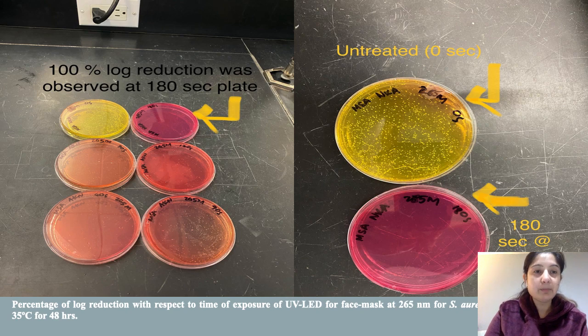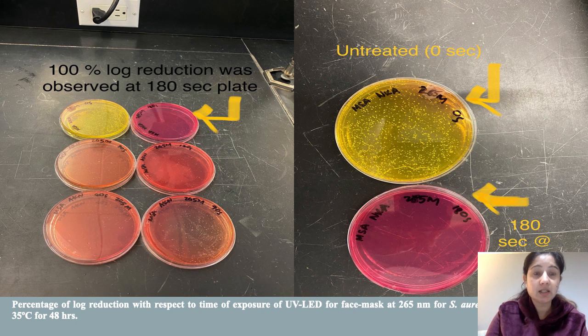So here we have the picture at 265 nanometer plates, which when we did the experiment, we spread the PPE diluted in the buffer on the MSA plates for S. aureus, and we can clearly see that with the increase in the time of exposure, the number of colonies was continuously decreasing.